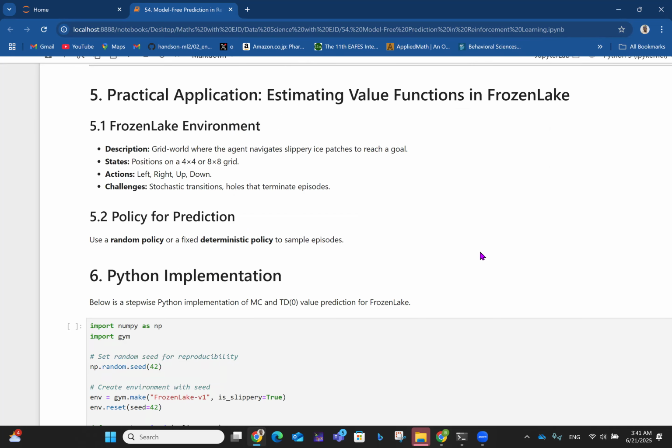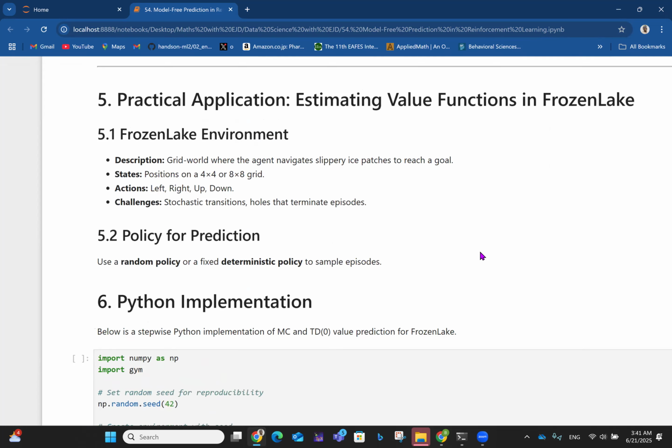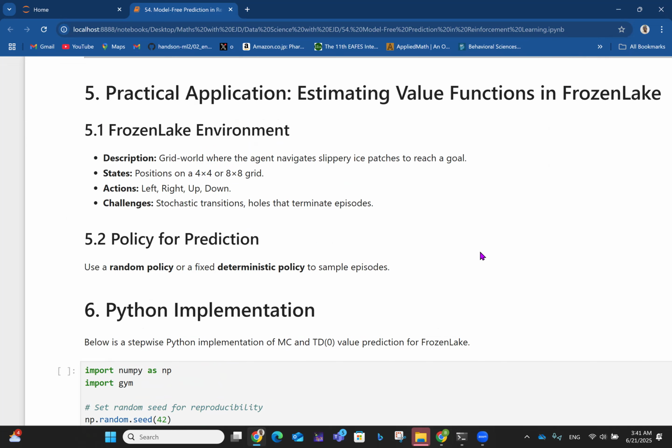Now let's do some practical application. Of course, in this case, we've been doing a lot of work. We've been doing some work on FrozenLake using a 4 by 4 grid. So estimating value functions in FrozenLake. FrozenLake environment description, it's a grid world where the agent navigates slippery ice patches to reach a goal, right? So on a frozen lake, you have to walk carefully because it's really slippery.